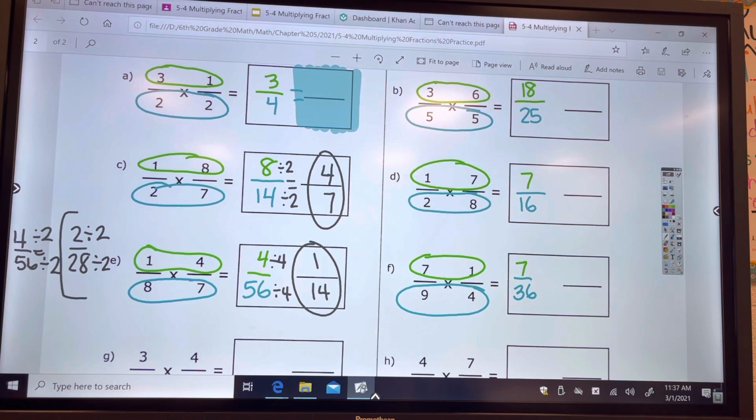All right, I have done those for you on the board if you want to check your work. You can't simplify any of those. What's 3 times 6? Do you have a multiplication chart? Get it out.